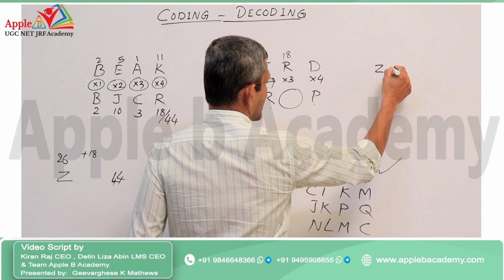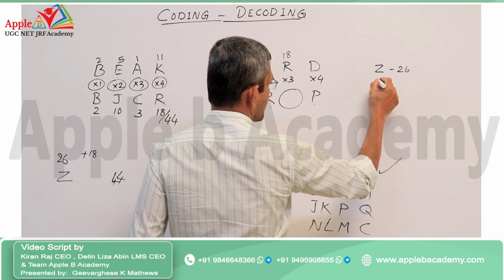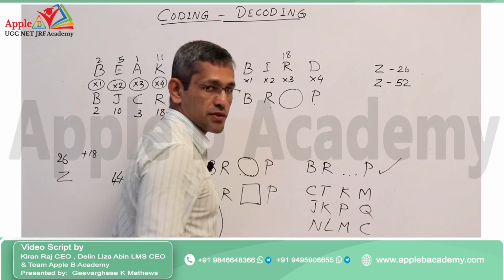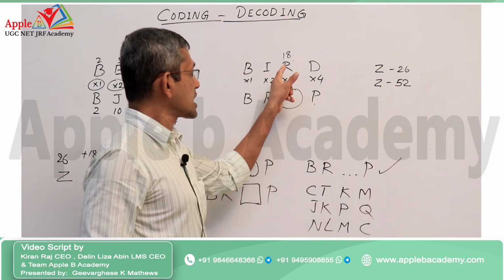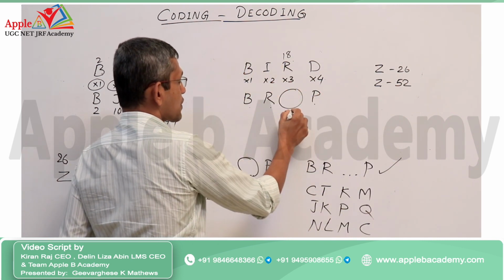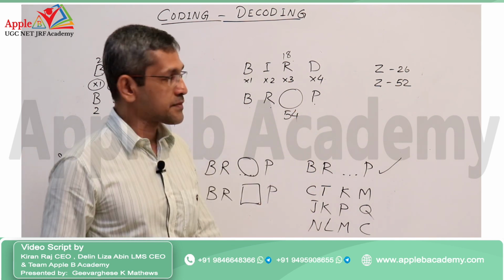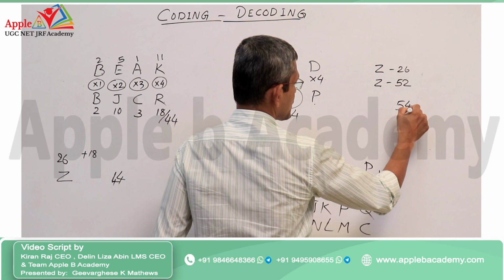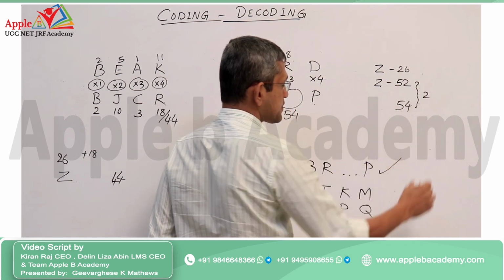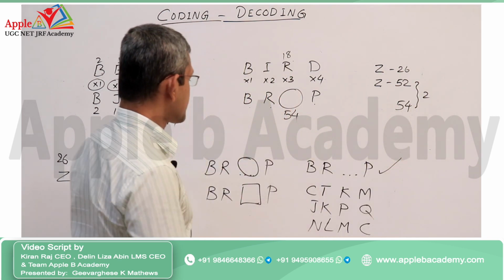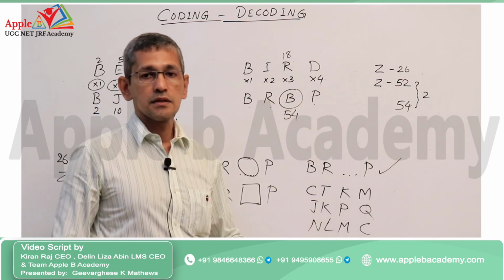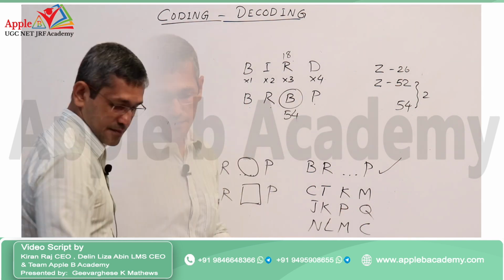The first value of Z is 26. The next value of Z is what? 26 plus 26, 52. So Z is 52. What we need to get here, 18 into 3, is 54. So which one is the 54th letter? 52, and we need to get 54. So the difference between 52 and 54 is what? 2. So the second letter, that's B. So the answer is BRBP. That would be the code.